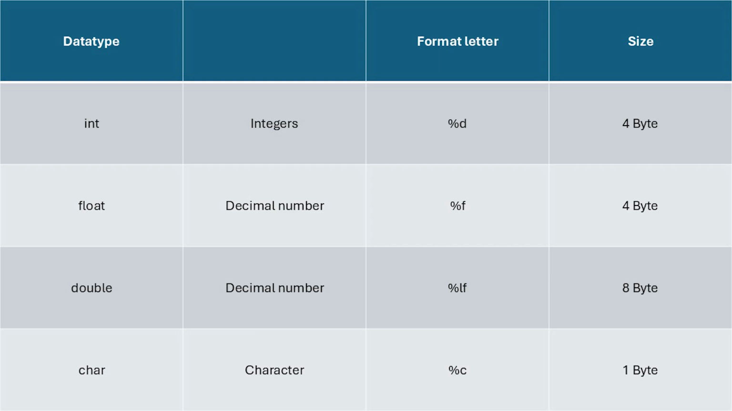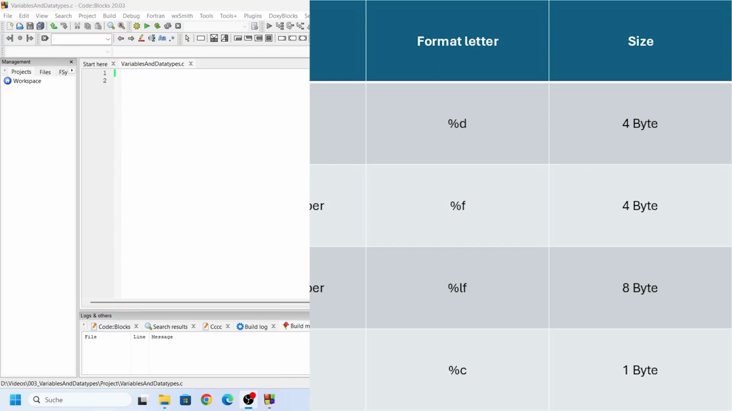Okay, so now we have the most common data types in C, which are integers, floats, doubles, and chars. We use the format letter to print them in our console, but don't worry about that, we will look at what this means in a second. And then we have the size. Of course, every variable needs to be saved so that we can access it later, and it uses a different amount of bytes depending on the data type you chose.